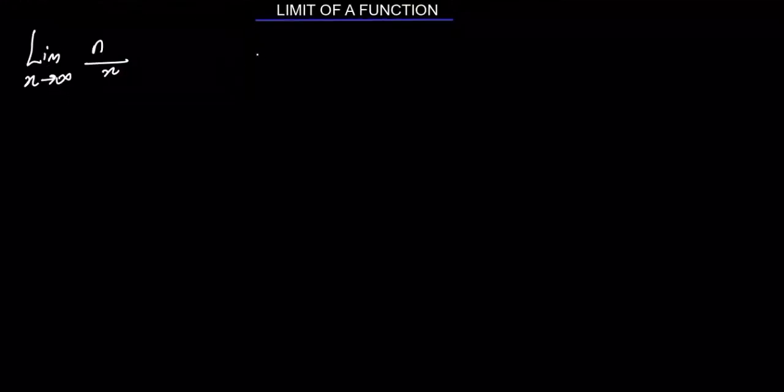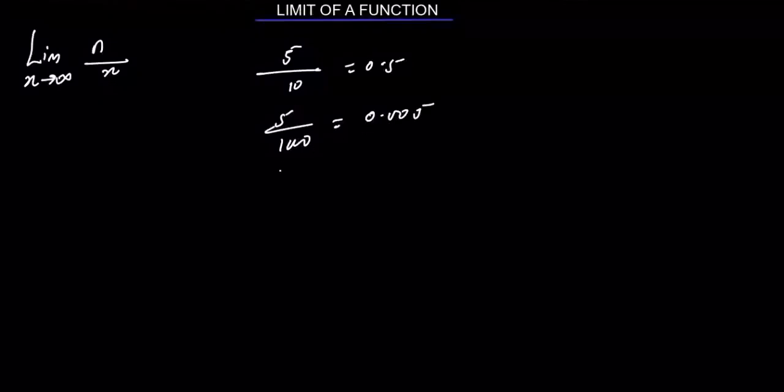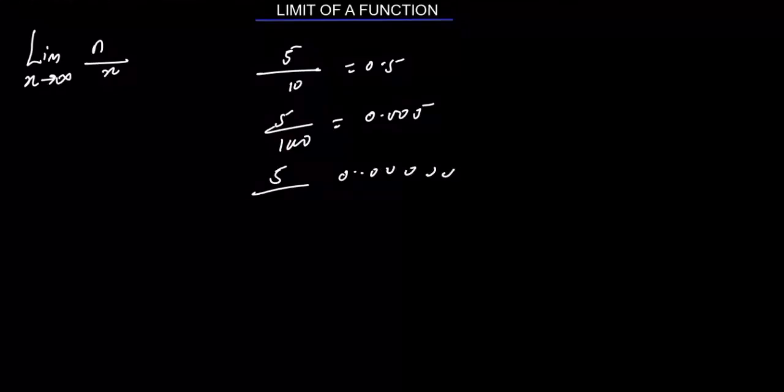If I have a fixed value like 5, and I'm now having 5 over 10, this will give me 0.5. If I have 5 over 1,000, this will give me 0.005. If I have 5 over 10,000, you have 0.0005. You see, this value will be tending to something. And what is that? 0.